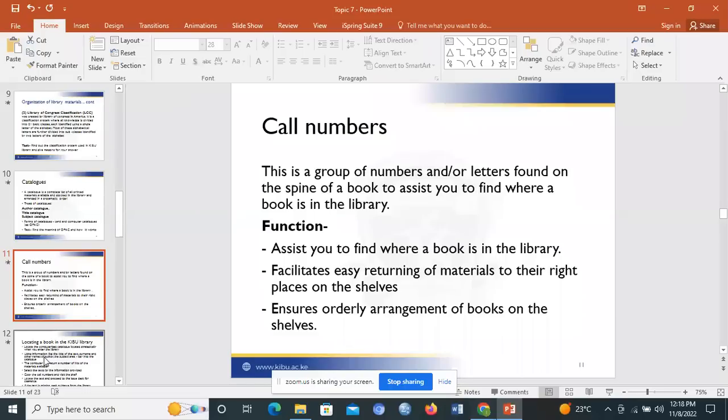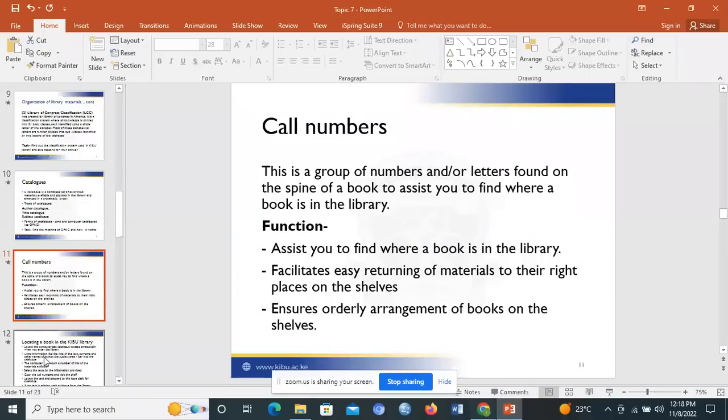They include the year of publication. They include the surname of the author or the initials of the author's names. They will include the number of copies of the book in the library, and they will include the subject area from which the material is. And this organization is intended to assist you to find the book in the library with ease, so that you don't spend a lot of time looking for materials.